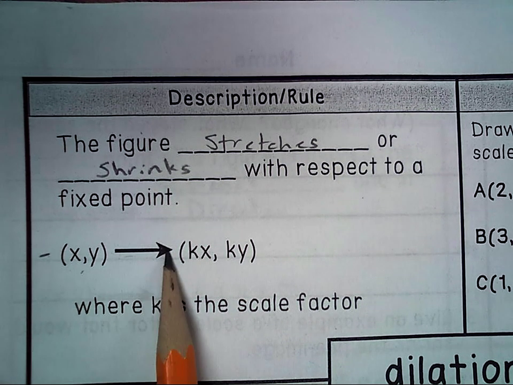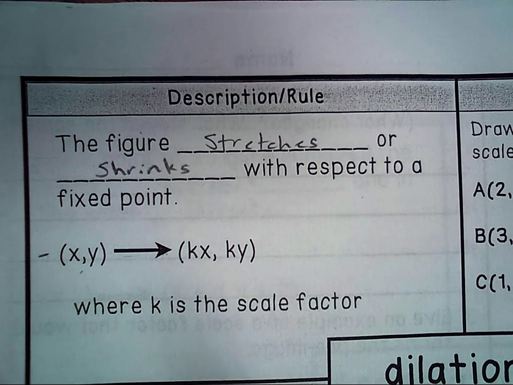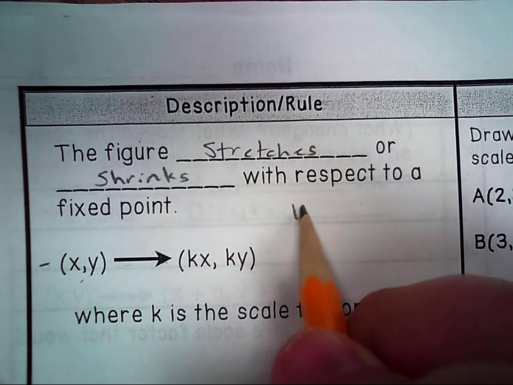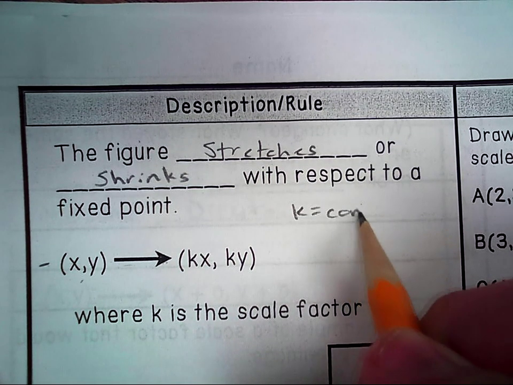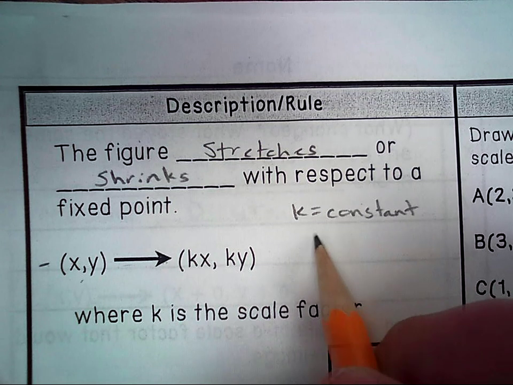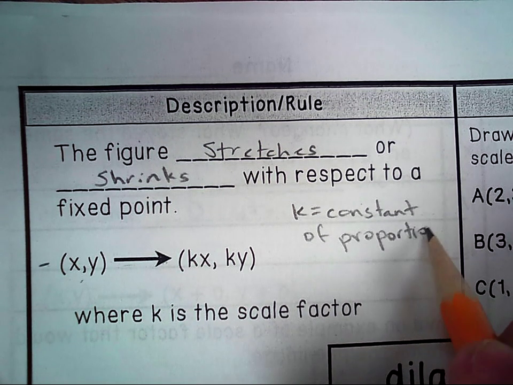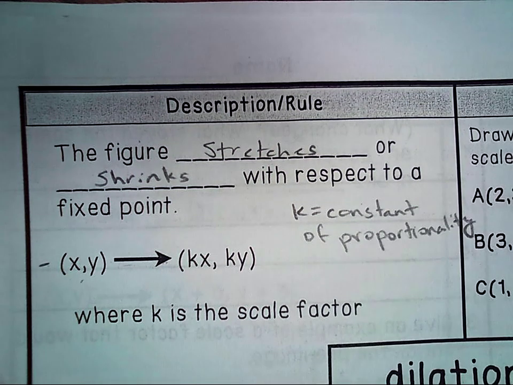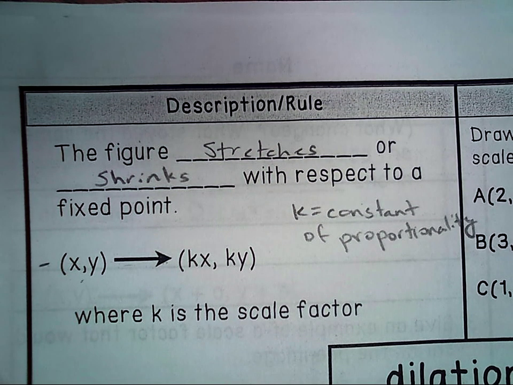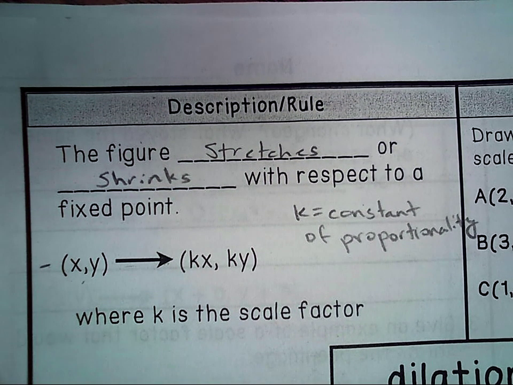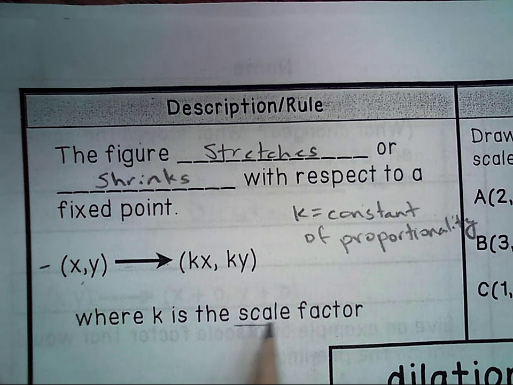What this means right here is that we're moving to a new location, or we're expanding this when it comes to dilations or shrinking it down. K, this is our constant of proportionality. That means once you find it for one side, it is always true for the rest of the problem. And another thing we call this is that K is what we call our scale factor.